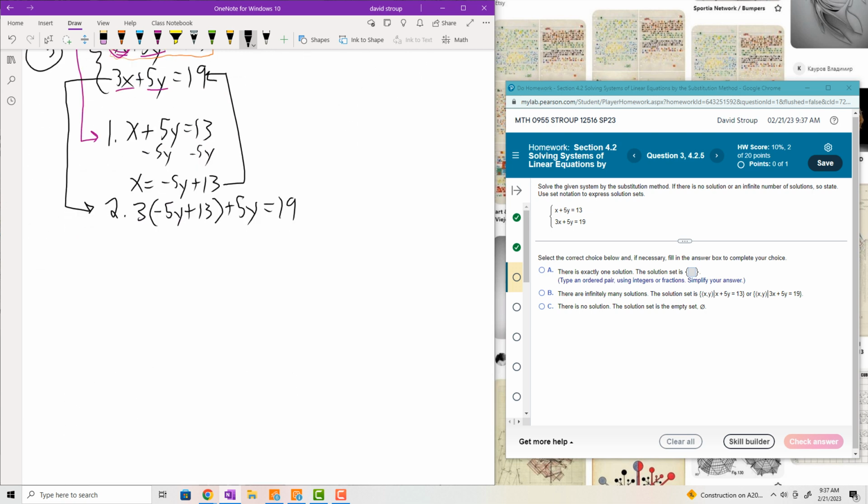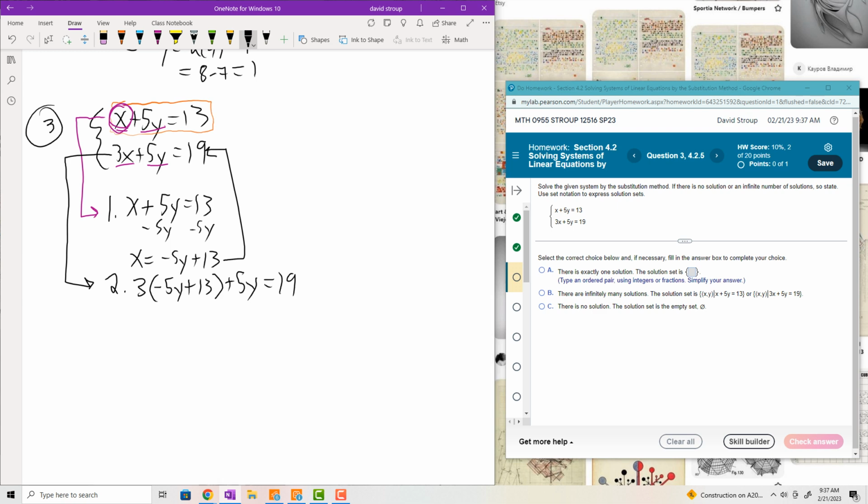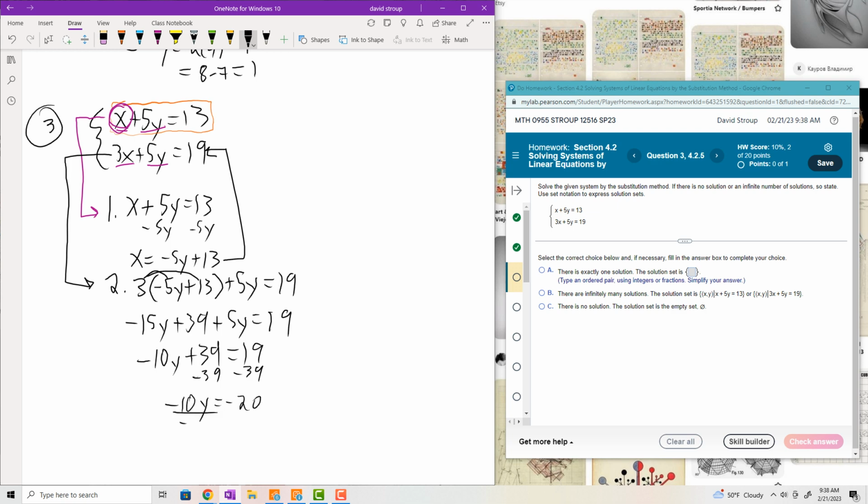Then you're going to solve that equation for y. First I simplify both sides. I have to distribute here. Combine like terms. Now I'm going to isolate the variable term by moving the 39 over. And finally, isolate the variable by dividing both sides by its coefficient. And I have y as 2.